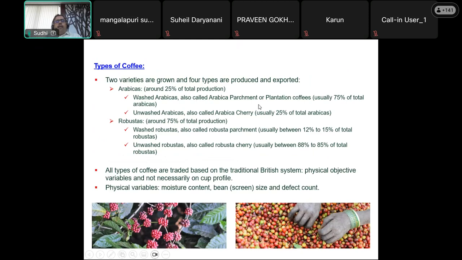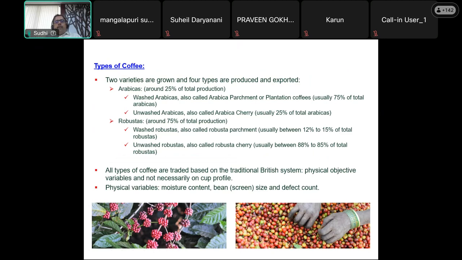Out of that 25%, 75% is washed Arabica, or Arabica parchment, also called plantation coffee. Either we call it Arabica parchment or plantation coffee for the washed coffees. Then we have unwashed coffee, also called Arabica cherry, which is about 25%. The split between Arabica and Robusta is 25% and 75%. And out of the 75% Robusta, only 12 to 15% is washed, which is called Robusta parchment, and the rest is all unwashed coffee.